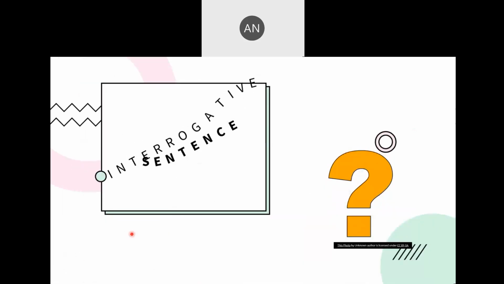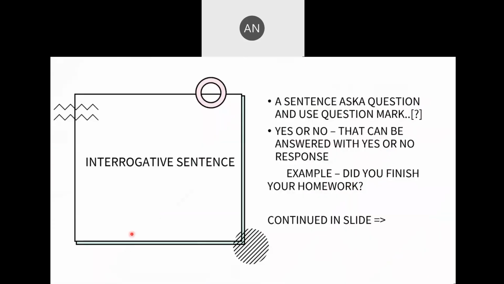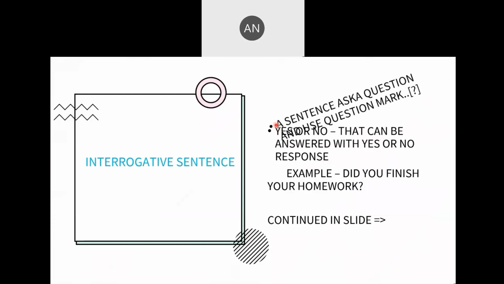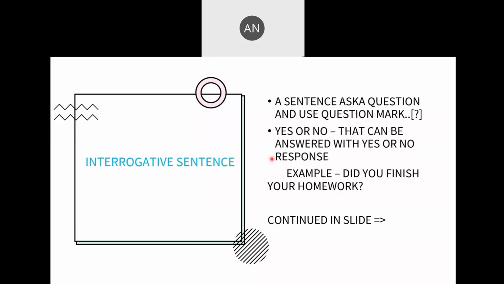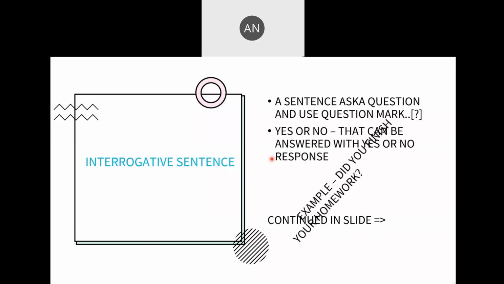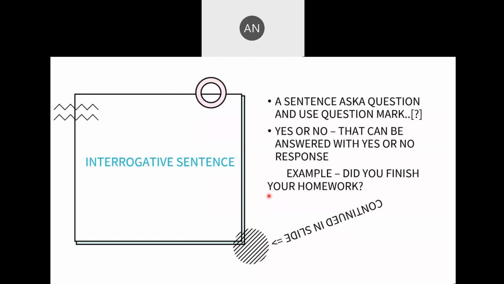Interrogative sentence, as the slide suggests, it's a WH variety sentence. And I have already told you that in the WH family, how is also included. A sentence that asks a question and uses a question mark, that is interrogative sentence. Then yes or no, that can be answered also with a yes or no response.